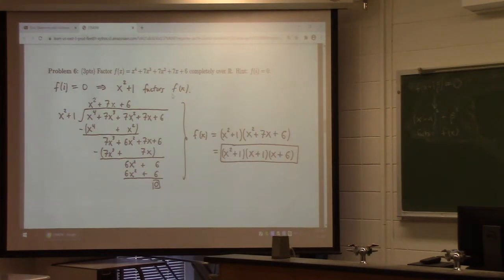This chalkboard is very chalky. Anyway, f of alpha plus i beta equal to 0 implies x minus alpha squared plus beta squared is a factor of f of x for a polynomial.